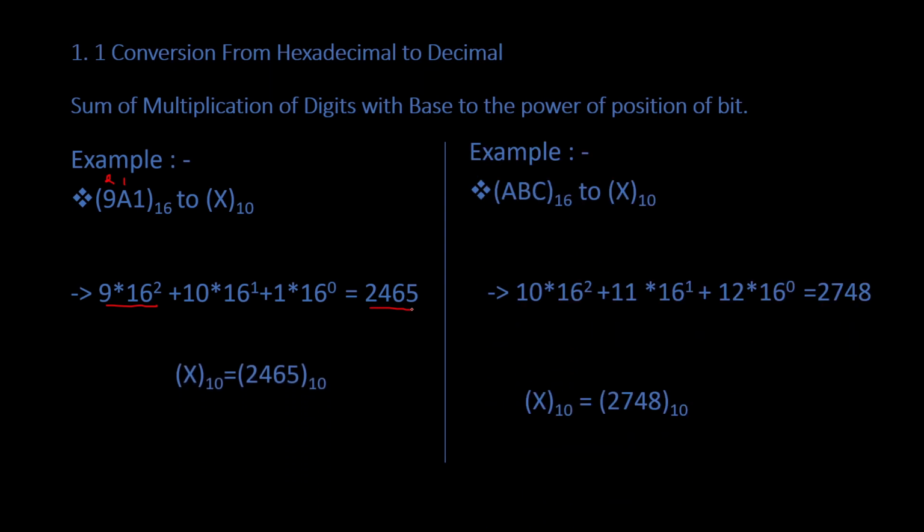Next example is ABC base 16. A means 10, B means 11, and C means 12. We take the position bit value, we multiply, then add, and we get 2745.